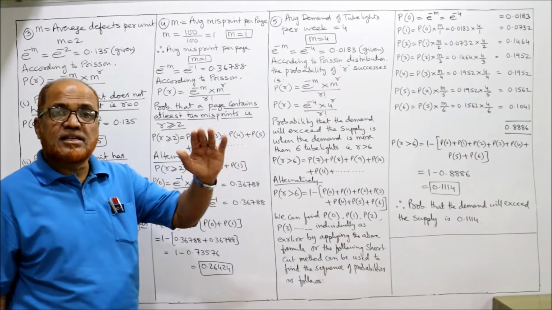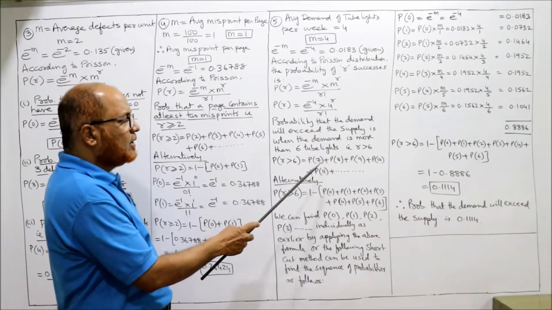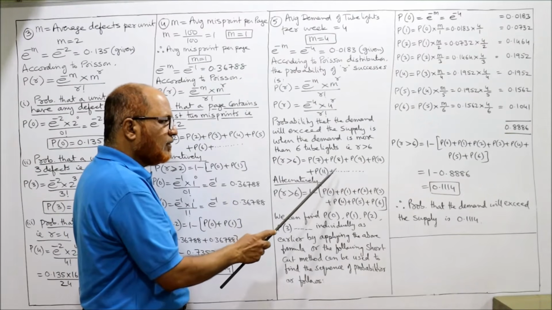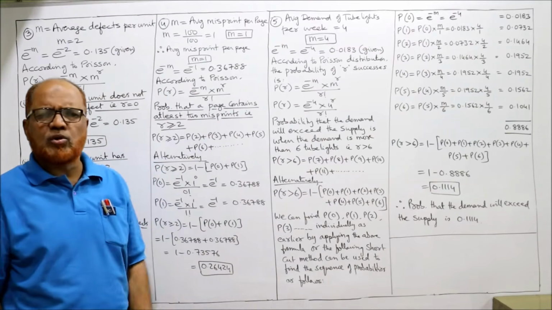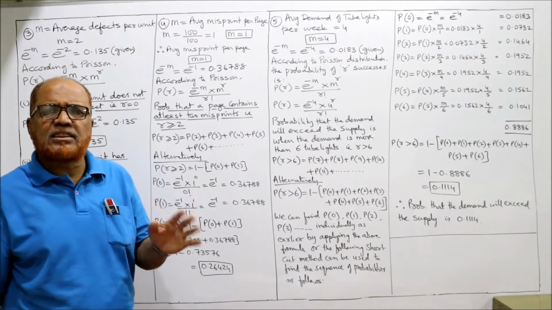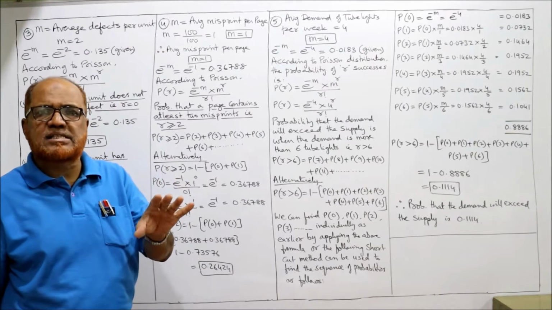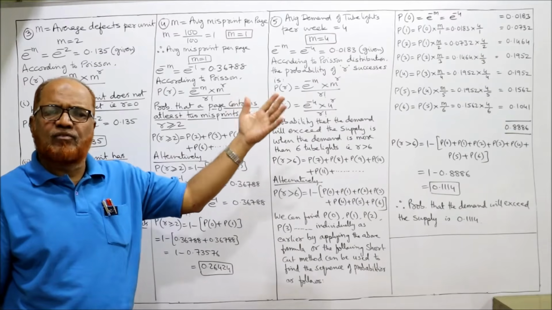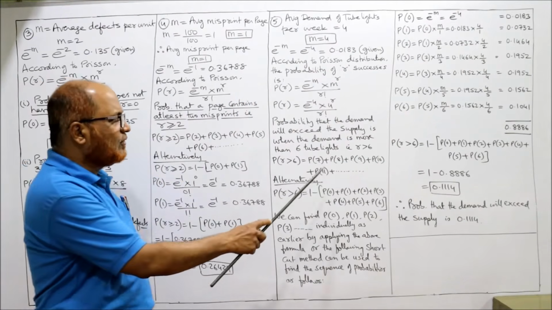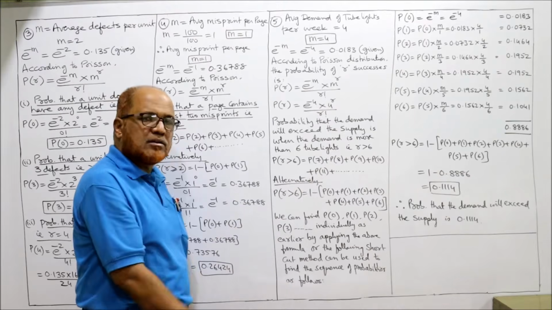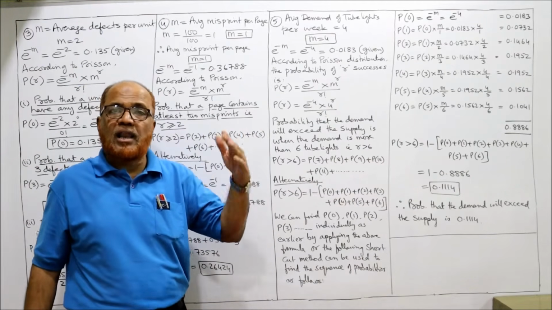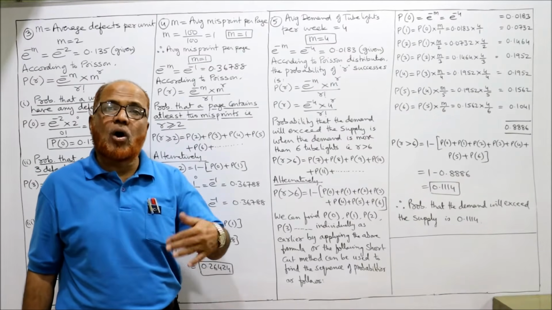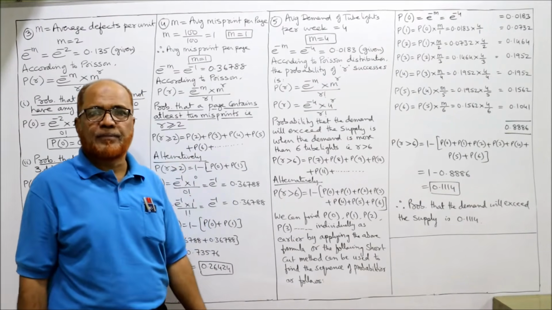ग्रेटर देन 6, 6 से ज्यादा का मतलब we have to take from P(7), P(8), P(9), P(10), P(11), P(12), 13, 14. डिमांड कितना भी हो सकता, 6 से ज्यादा 7, 8, 9, 10, 11, 12, 13, 14 कितना भी डिमांड हो सकता अप टू इंफिनिटी. तो we cannot go by this method. We cannot go on calculating up to infinity. That is not possible. So we have to go by alternative method, definitely, compulsorily.